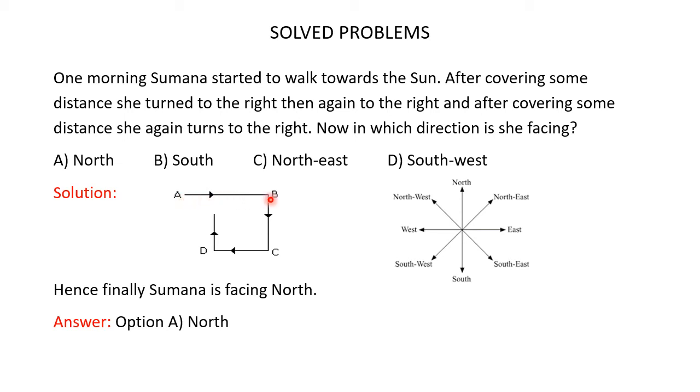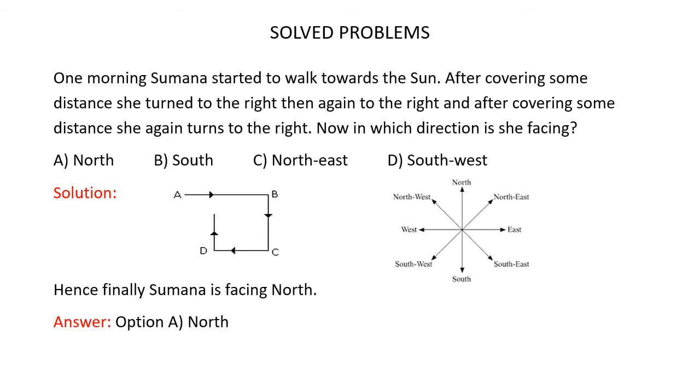After covering some distance, she turns to the right to reach point C. Then again she turns to the right to reach point D. And finally she turns again to the right from point D to reach this point. Now we are asked to find in which direction is she facing now.